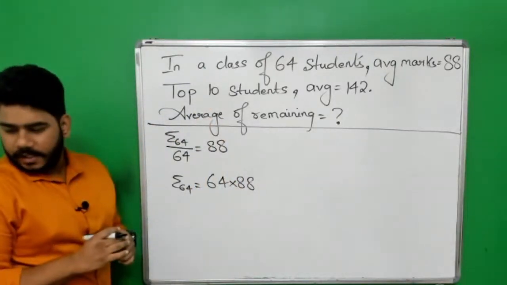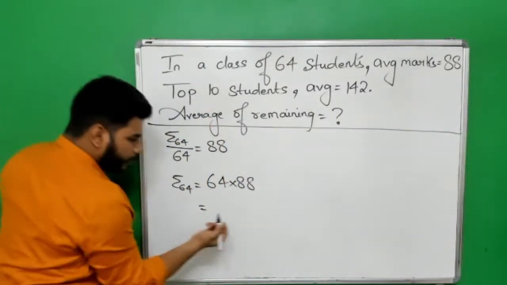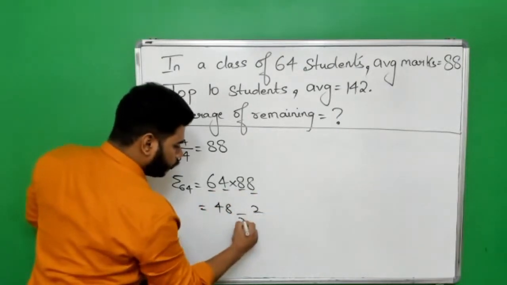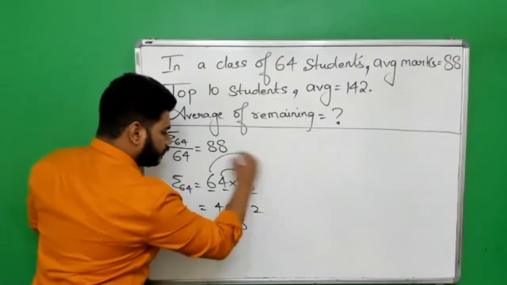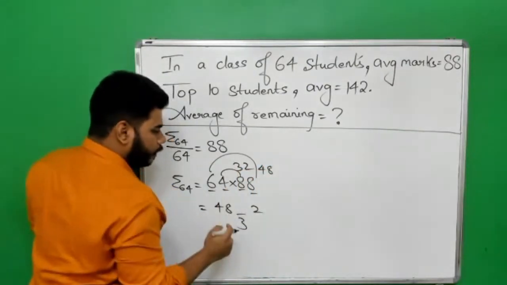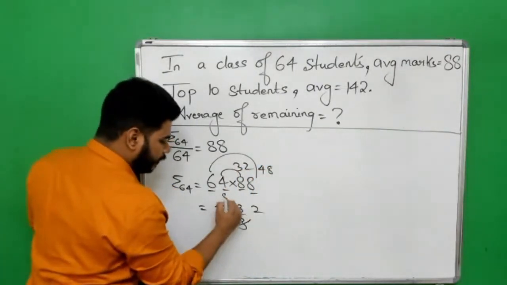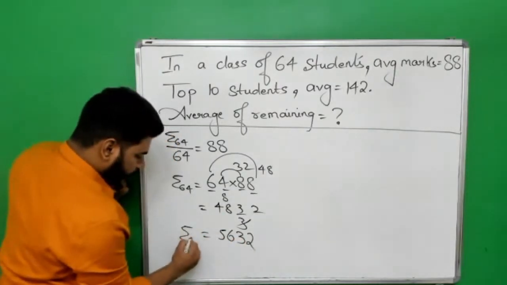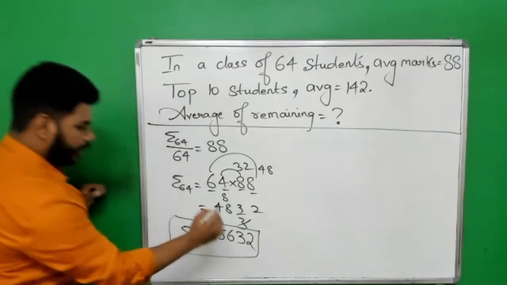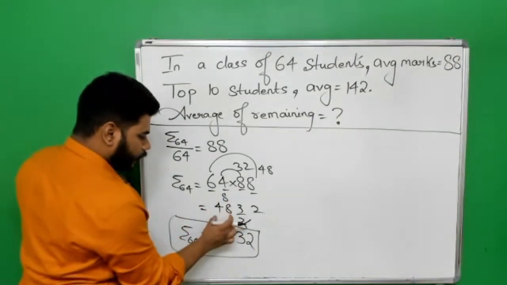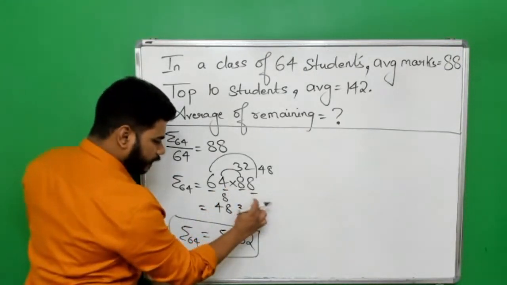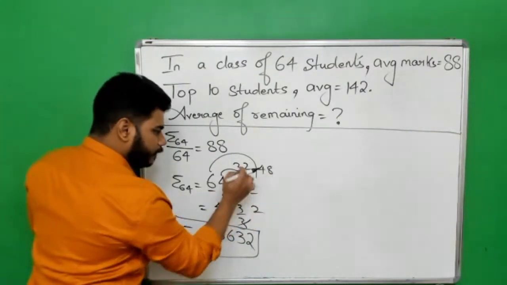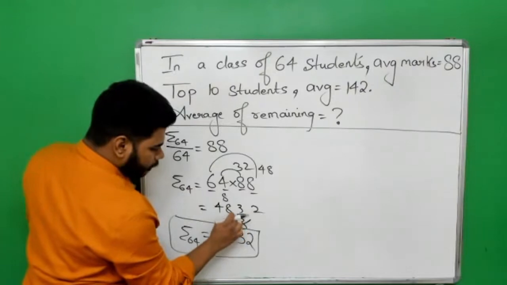I hope the concept is clear, all of you. Now, how to multiply this faster? 6 8s are 48. Leave a space, 4 8s are 32. 48 plus 32 is how much, sir? 80 plus 3 is nothing but 83. So my answer is 5632. I hope my calculation is right. Let me just check it again. 6 8s are 48, leave a space, 4 8s are 32, 2 with 3 carry. 4 8s are 32, 6 8s are 48, 48 plus 32 is 80, 80 plus 3 is 83.